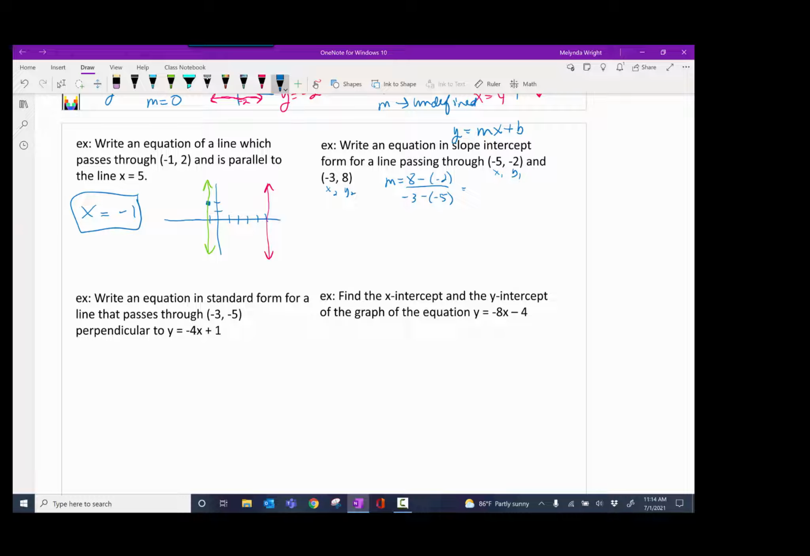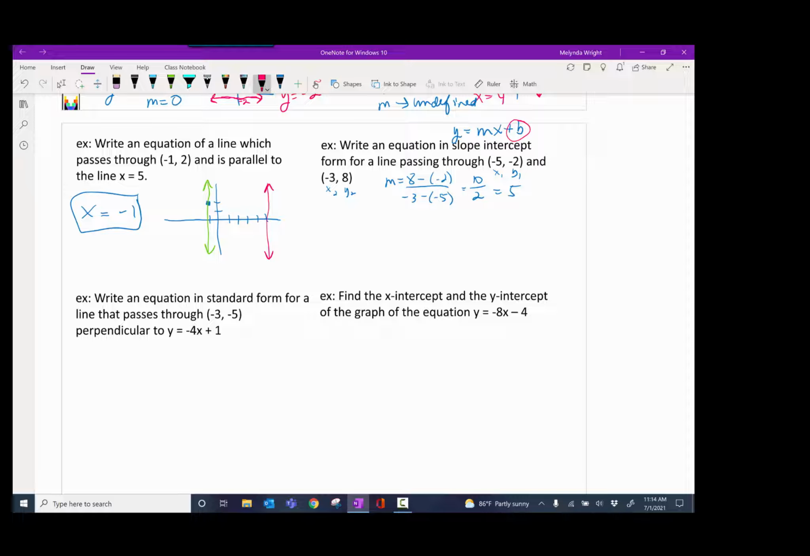And so that would give us 10 halves, which would be 5. So our slope is 5. Now we can't really jump right into slope-intercept form because we don't really know what b is. We don't really know what the y-intercept is. So we're going to have to get to it in a roundabout way.